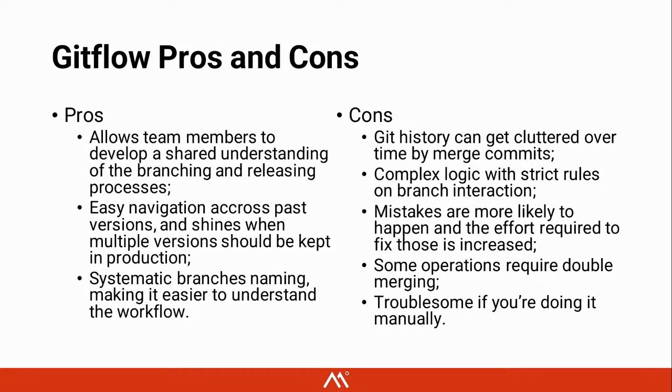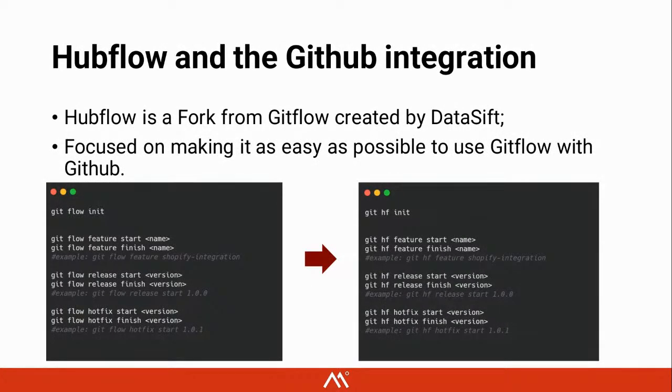And going a little bit further from Gitflow, we get to the GitHub integration. So we can go through Hubflow and the GitHub integration. Hubflow is basically a fork from Gitflow created by Datasift, and is focused on making it as easy as possible to use Gitflow with GitHub. Since it's a fork, we can already expect that they should be quite similar. In that case, from the commands that we showed earlier, the main difference is that the flow is replaced by HF. From the perspective of initializing the repo and creating supporting branches such as feature, release, and hotfix, they behave quite the same. But the main differences come across the workflow when we try to work with the platform, which is GitHub.